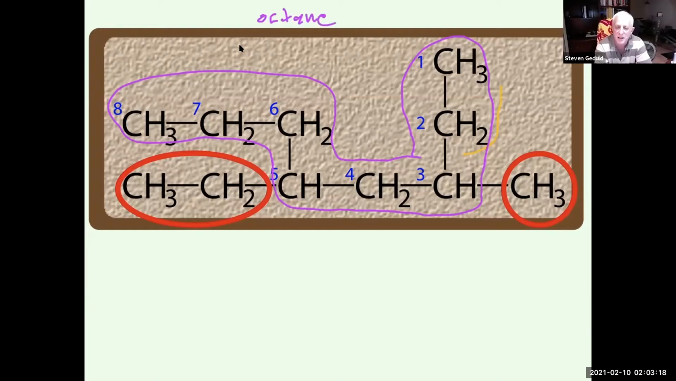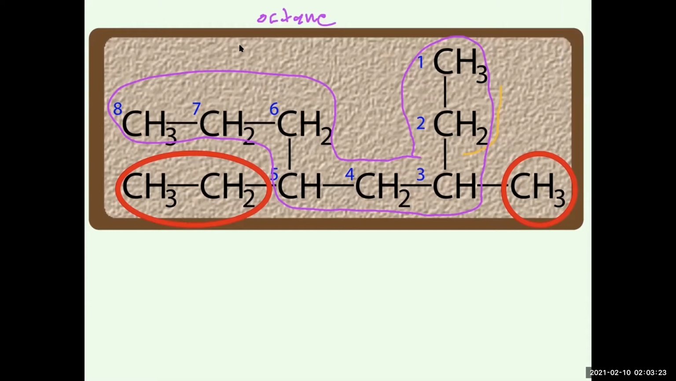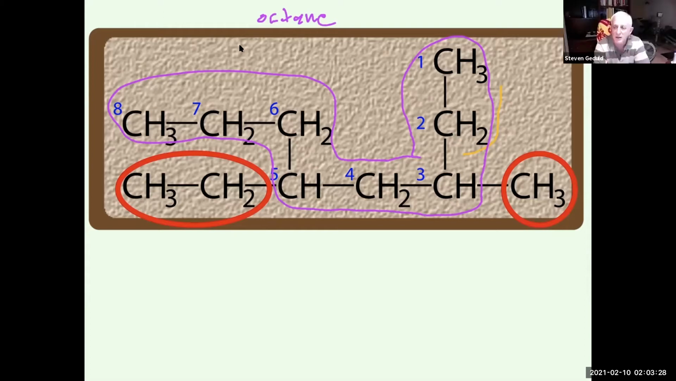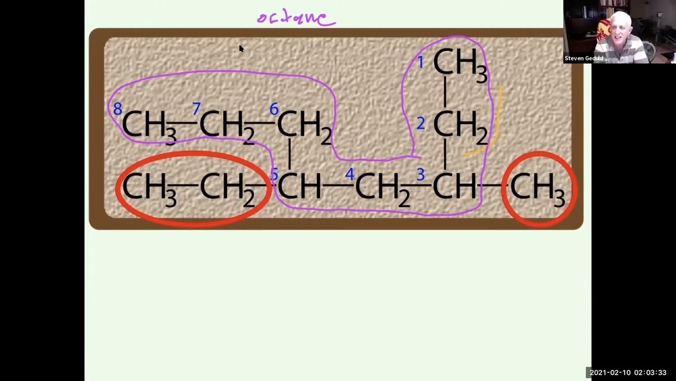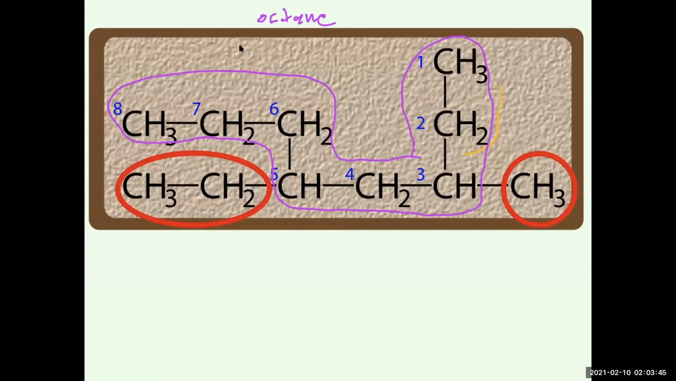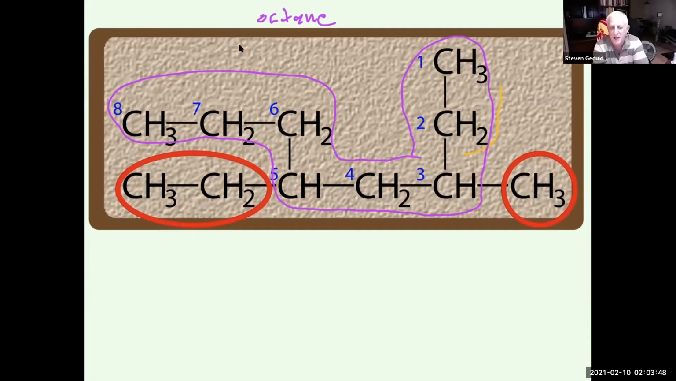Oct means 8, and ANE means what? Anybody remember? ANE means all single bonds. Perfect. ENE is what? What comes after single bonds? Double bonds. And YNE is? Triple bonds. You got it. So it's octane: 8 carbons, all single bonded together.